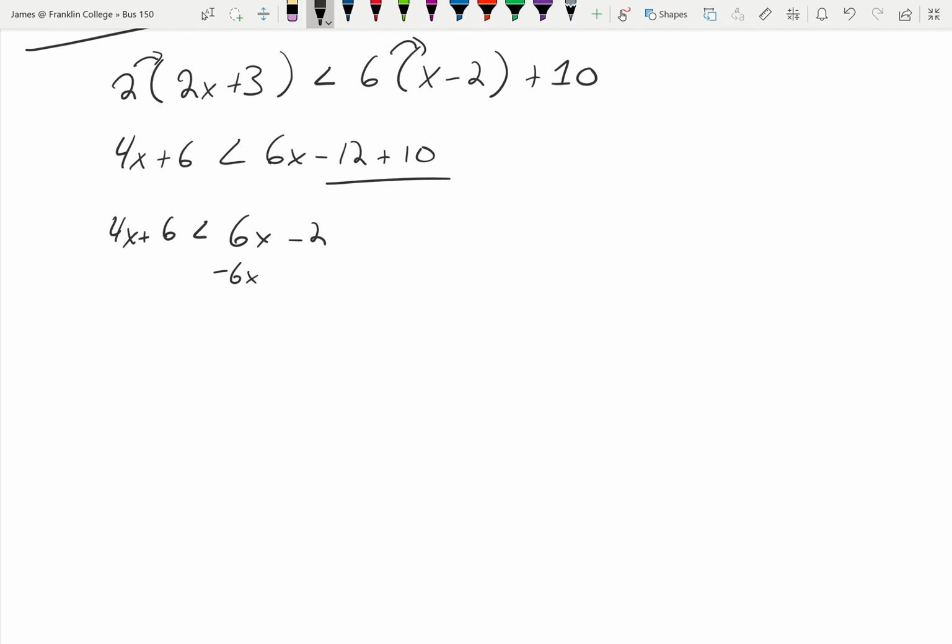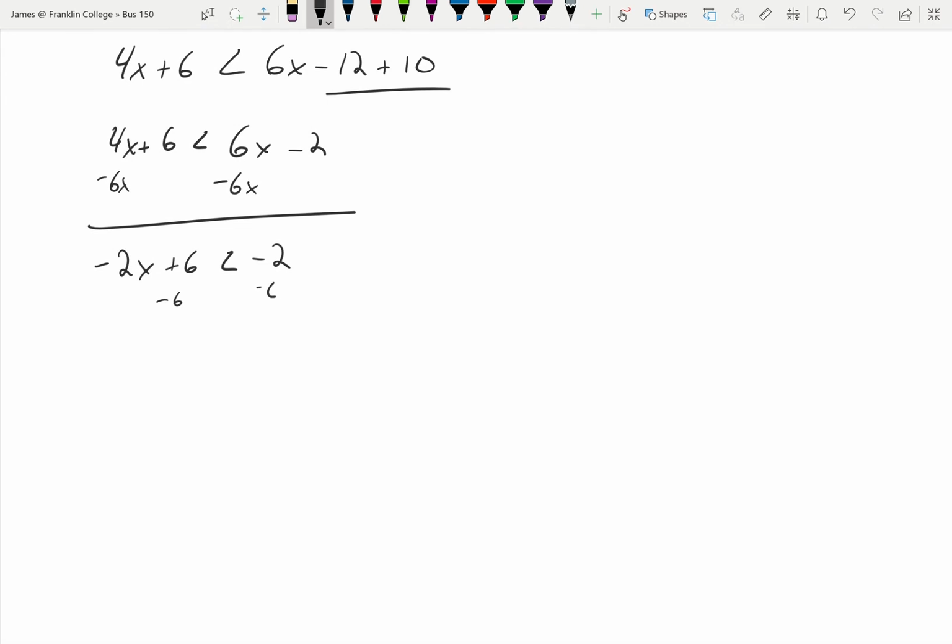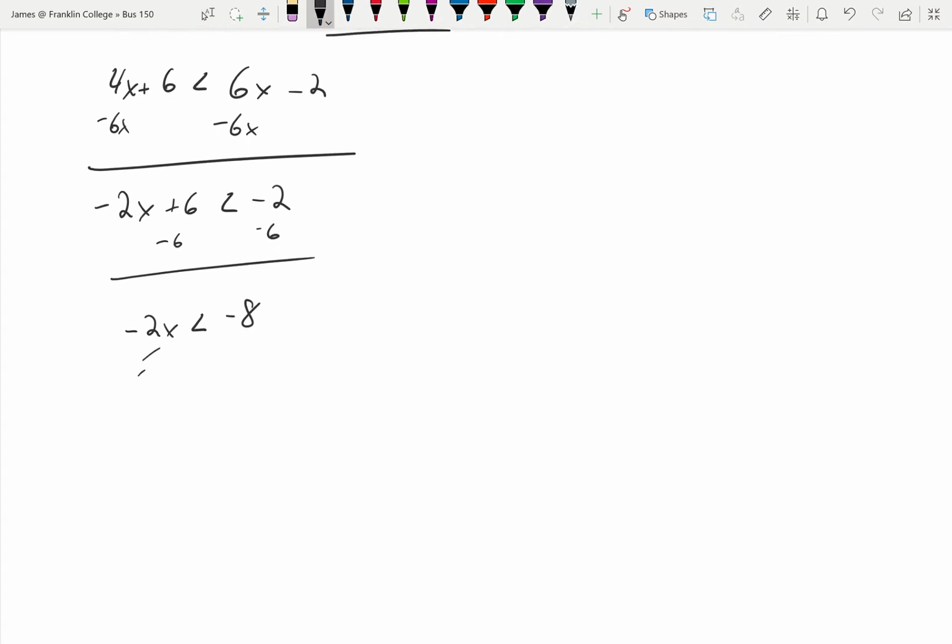We can subtract 6x from both sides. So we got minus 2x plus 6 is less than negative 2. We can then subtract 6 from both sides of the inequality. We're going to be left with minus 2x is less than minus 8. So we can divide both sides by negative 2. Now remember, when we divide or multiply an inequality by a negative number, we're going to have to flip the inequality symbol. So we're going to be left with x is greater than positive 4. So that's one way that we can express this answer.